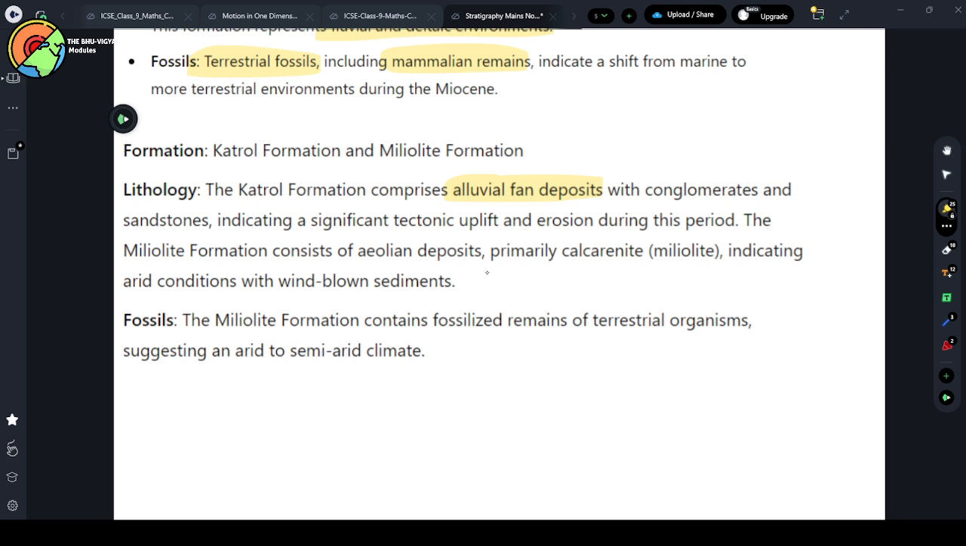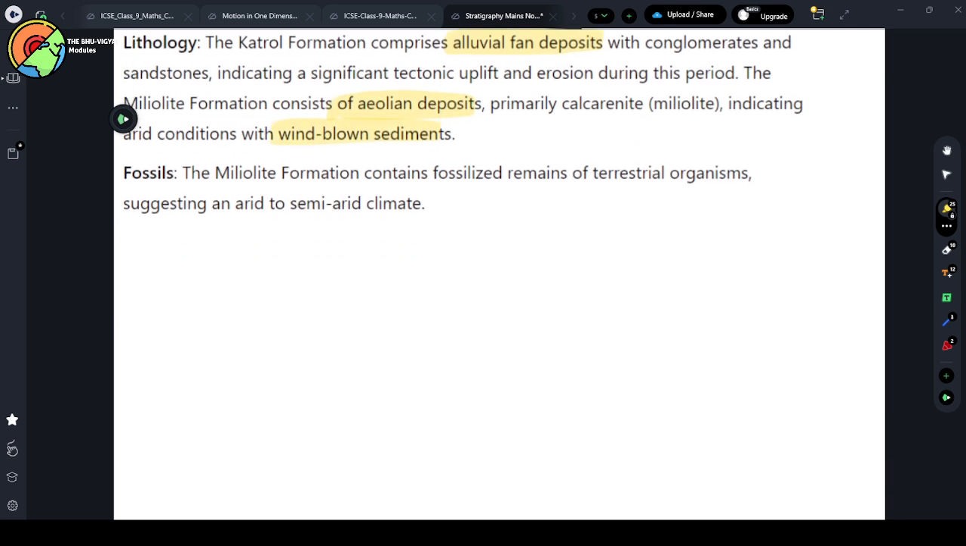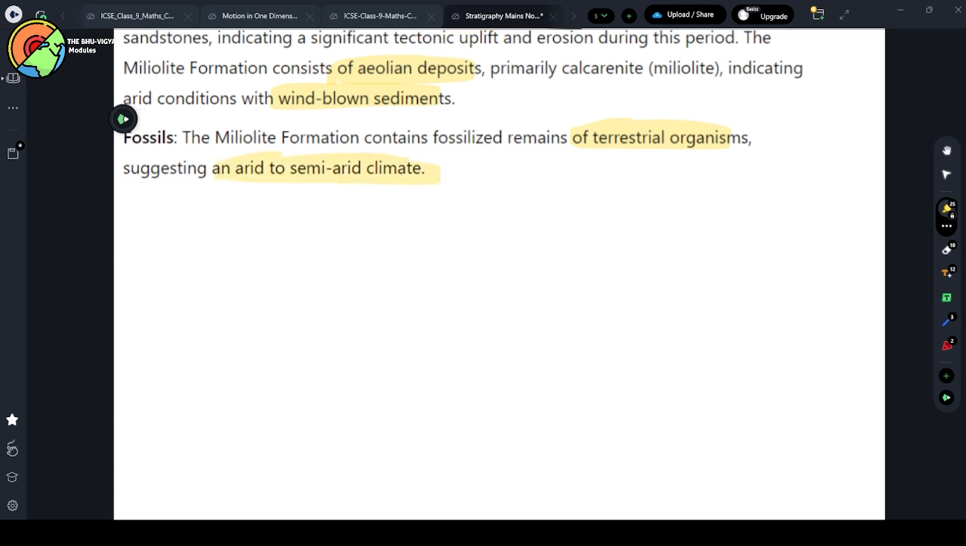And here we see the aeolian deposits also, or wind blown deposits. If we talk about the fossils here, we get terrestrial fossils, and the formation consists of fossilized remains of terrestrial organisms, suggesting an arid to semi-arid climate.